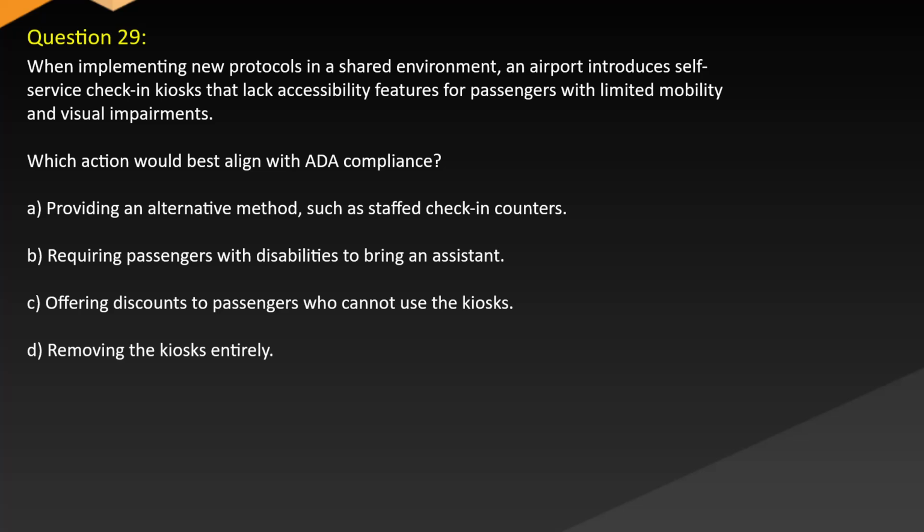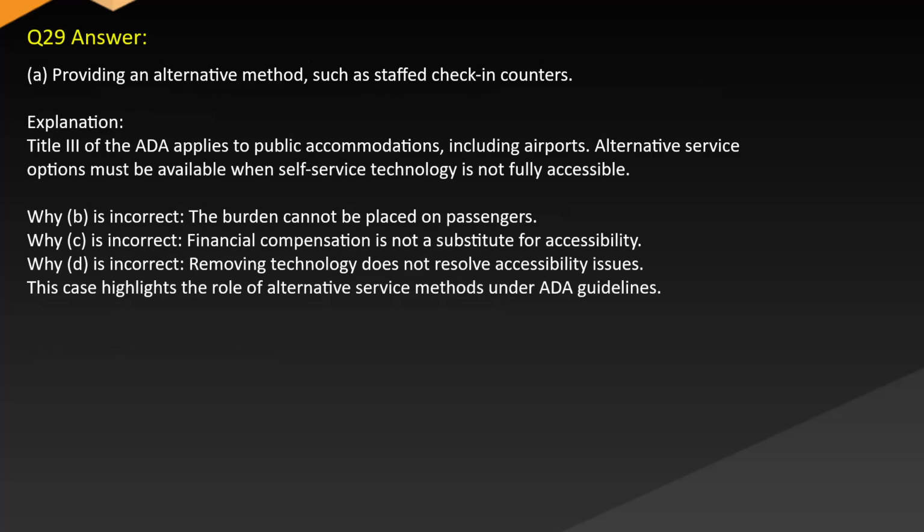A. Providing an alternative method, such as staffed check-in counters. B. Requiring passengers with disabilities to bring an assistant. C. Offering discounts to passengers who cannot use the kiosks. D. Removing the kiosks entirely. Answer: A. Providing an alternative method, such as staffed check-in counters.